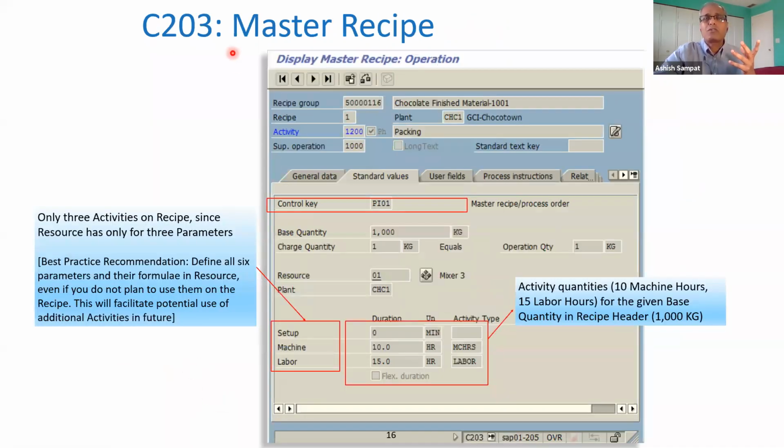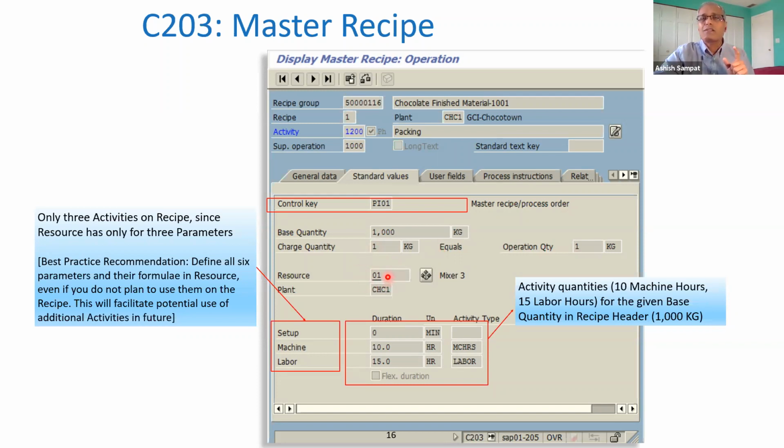So this is C203 master recipe. We are going at a specific operation level to see that a control key PI01 is used with base quantity of 1000 kilograms with a charge quantity. Now here is where the conversion comes in picture. So be very careful. If here you have said that charge quantity is 1 to 100, then all your calculations will be proportionate. So we have to validate this data plus what resources used.